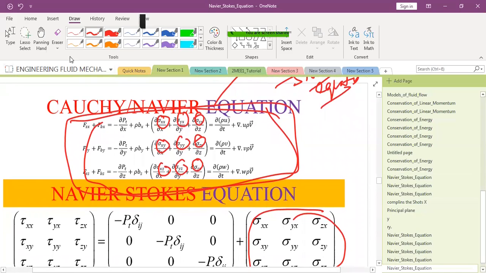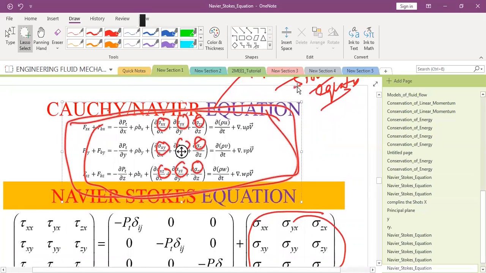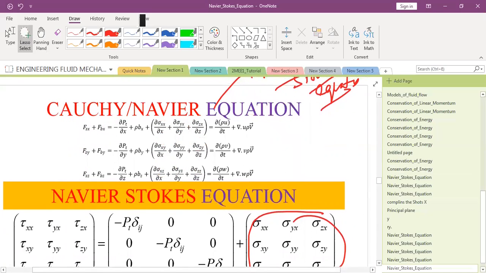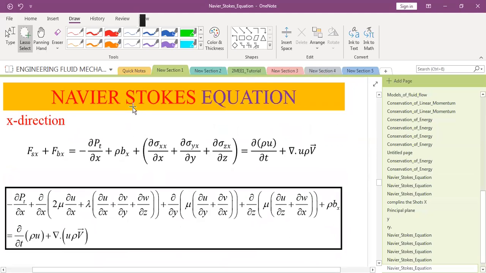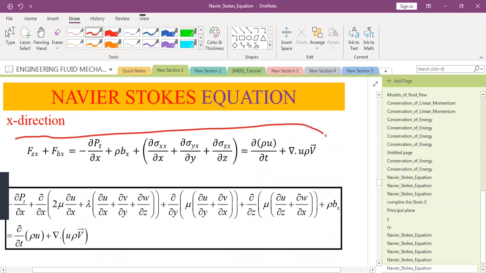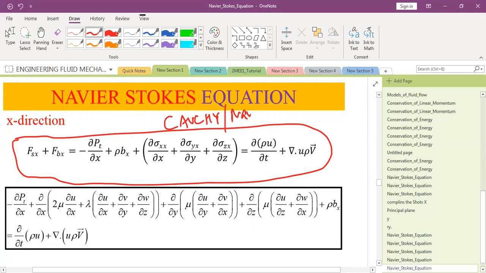I will take one component here so that things are clear to you, and the rest will follow; Y and Z components you can derive yourself. So I am deriving for the X component. It is not a derivation, but just substituting the value of sigma xx, sigma yx, and sigma zx. Nothing more than that. So this is the Cauchy-Navier equation. What substitution do I need to make? This substitution.